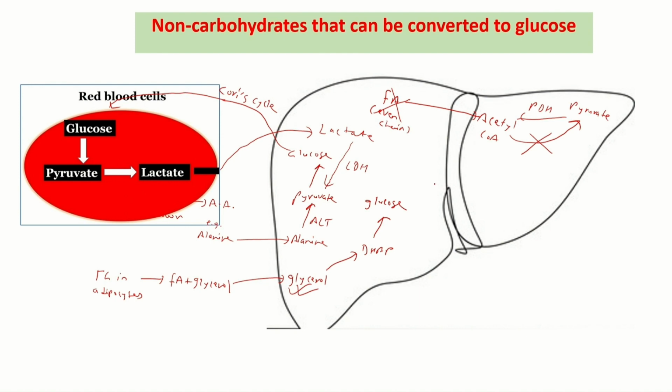Let's talk about one exception here. For even-chain fatty acids, which are most abundant, all of this is true. But for odd-chain fatty acids, which are rare, it is not exactly true. This is because the end product of their metabolism is propionyl coenzyme A, and not acetyl coenzyme A. And propionyl coenzyme A can form a Krebs cycle intermediate, and hence can be converted to glucose.